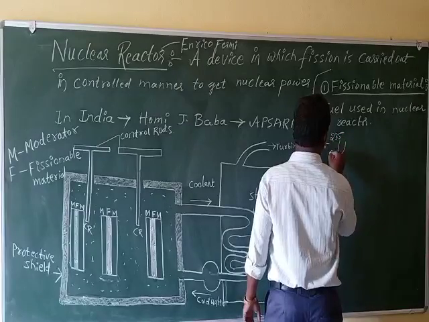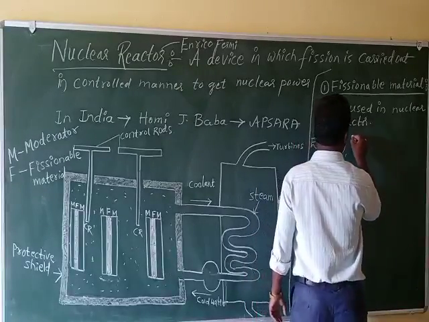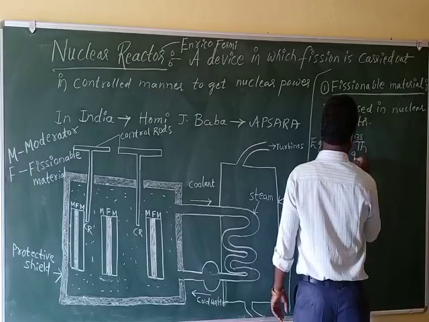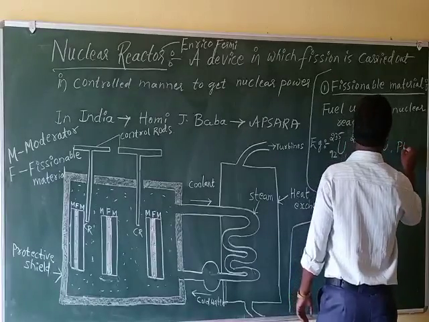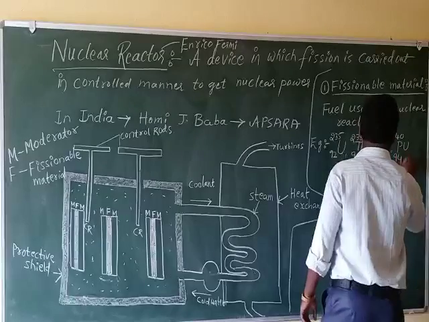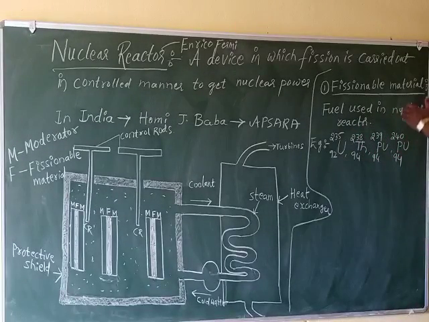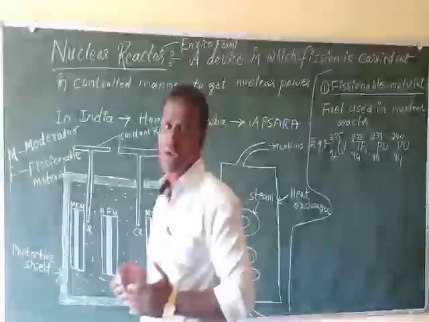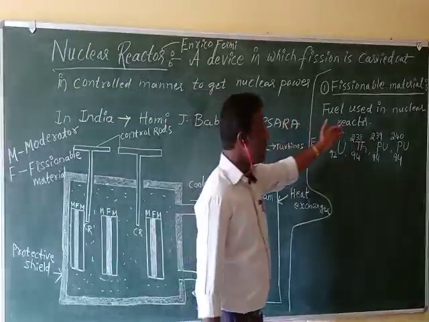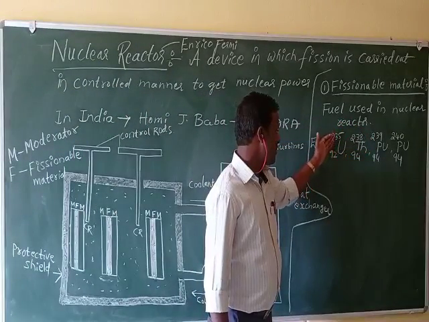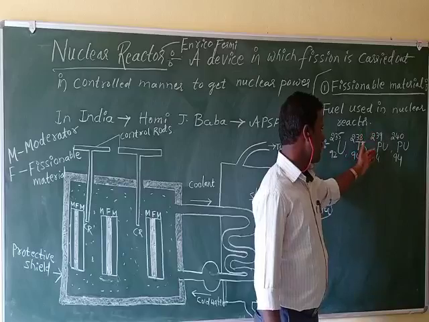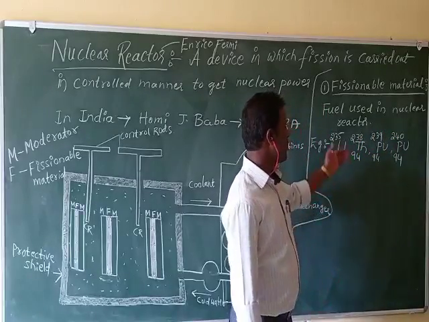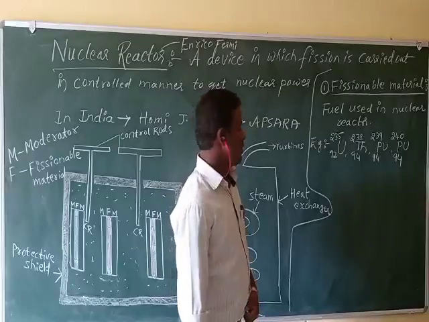For example, what are the fuels used in a nuclear reactor? Uranium 235, 92. This is one fuel. Thorium 238, 94. Plutonium 239, 94. Plutonium 240, 94. So these are the different fissionable materials used in the nuclear reactor. The fuels are uranium, thorium and plutonium. Uranium has mass number 235 and atomic number 92. Thorium has mass number 238 and atomic number 94. Plutonium 239, 94. Plutonium 240, 94.